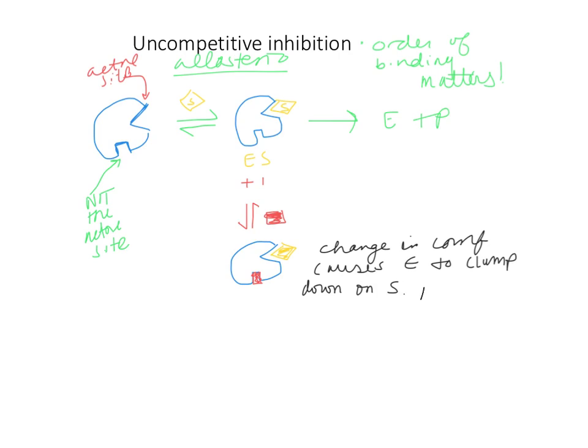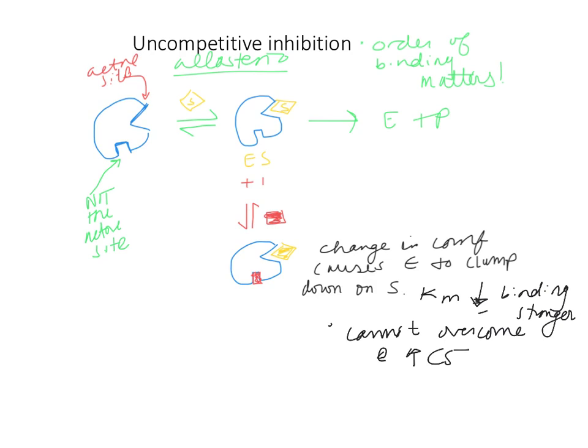So Km for the substrate is actually going down because binding is better or stronger. Okay? The inhibition cannot be overcome at high concentrations of substrate because the substrate doesn't bind where the inhibitor binds and vice versa. And also these molecules, inhibitor and substrate, are not structurally similar.